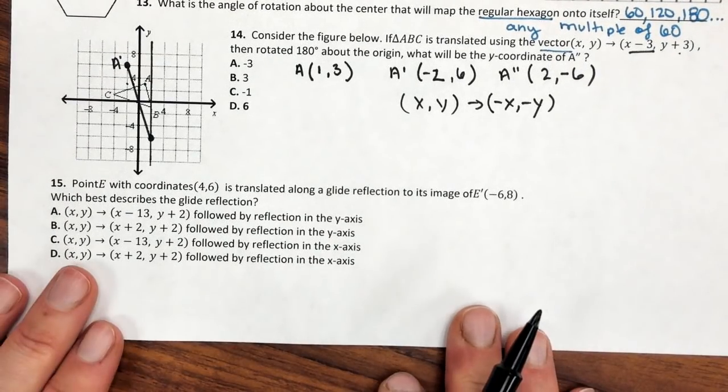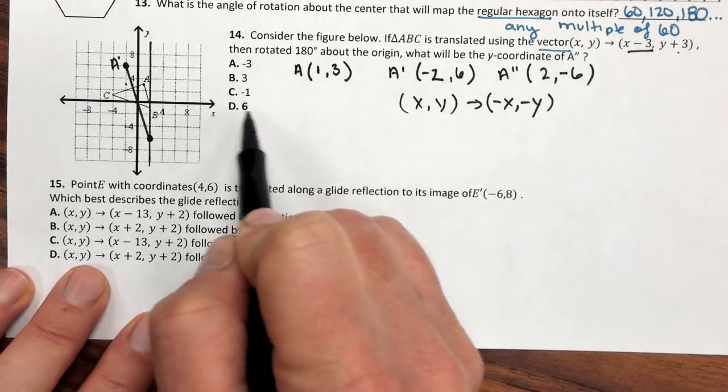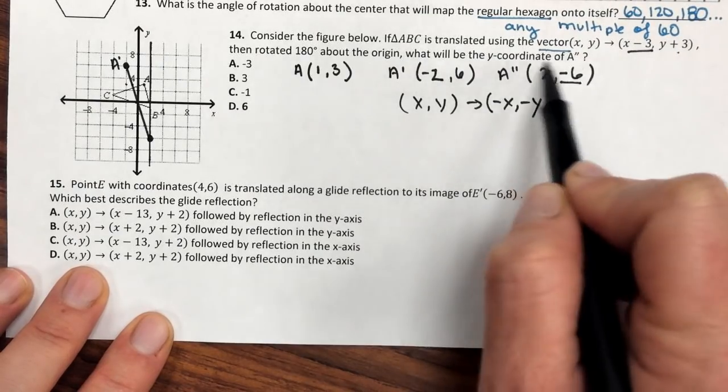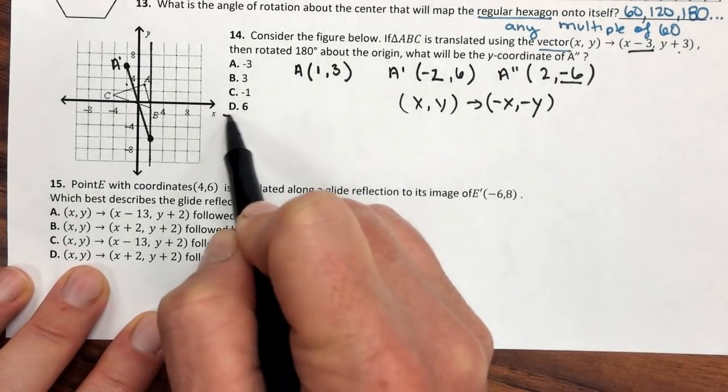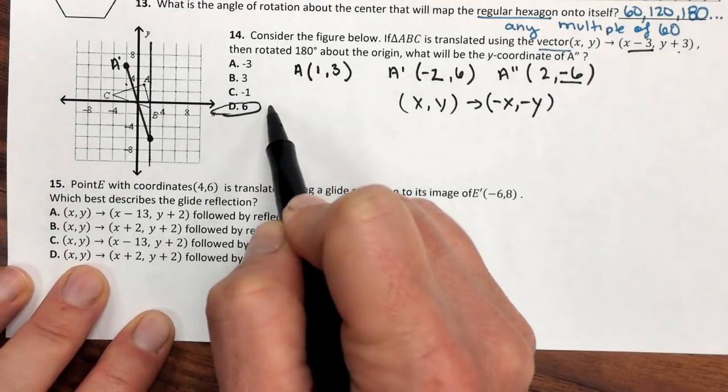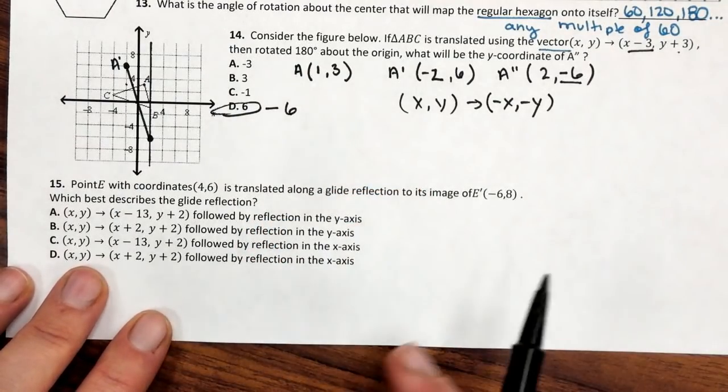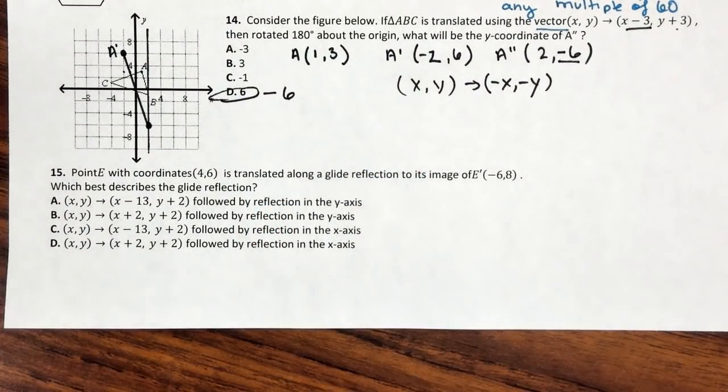Last one. So the y-coordinate of A prime prime is negative 6. There apparently was a typo here. It's D, but it should be negative 6. Okay. Point E with coordinates 4, 6 is translated along a glide reflection to its image E prime, negative 6, 8. So which best describes the glide reflection? All right. So a glide reflection is a reflection followed by a translation, or a translation followed by a reflection.